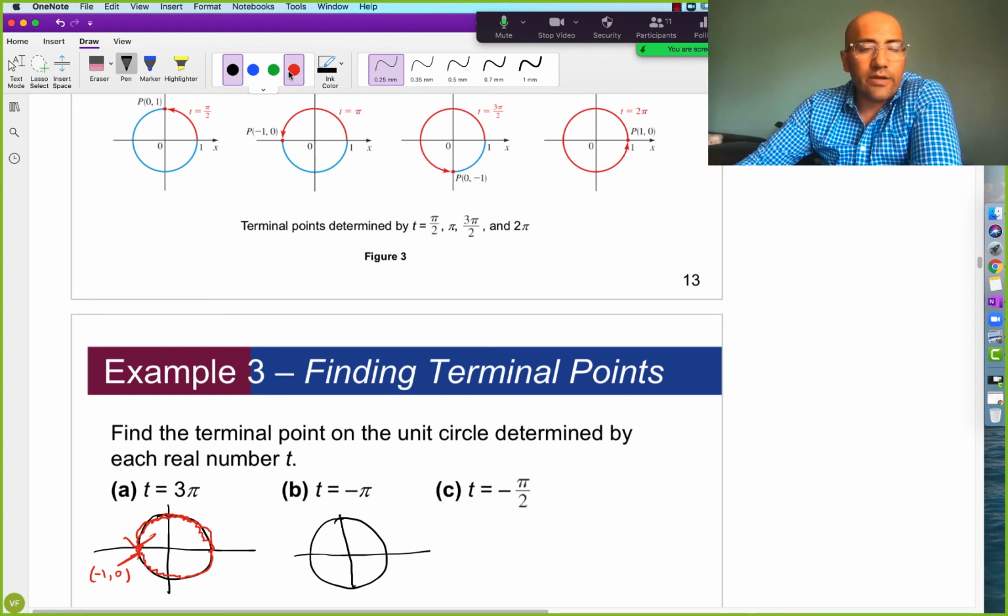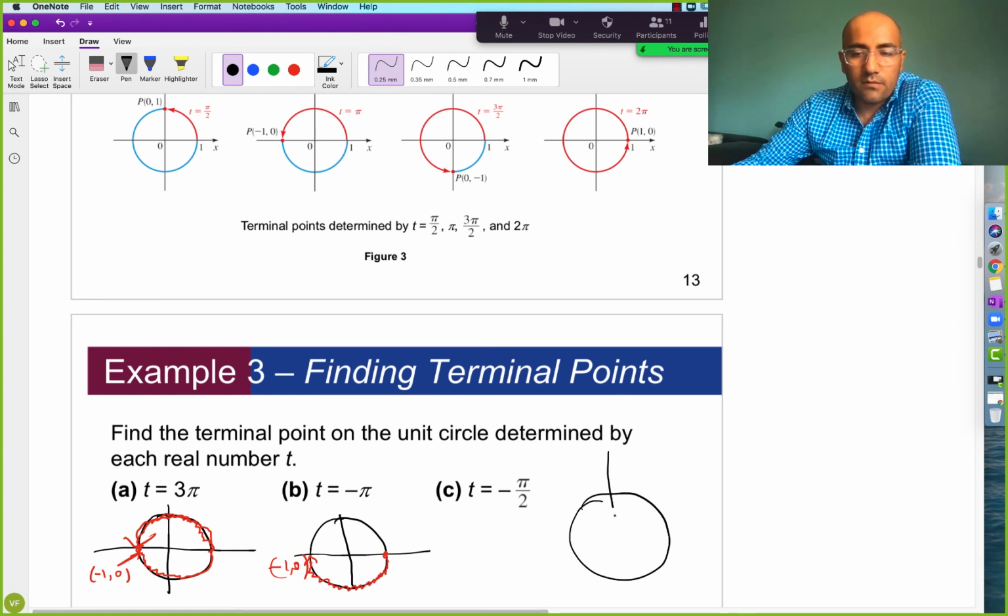For this one, we're traveling in the negative direction, so we travel clockwise, always starting at the point (1, 0). So now if we travel minus pi, we go in this direction, and we end up in the same spot, (-1, 0). Good. So both of these t values give us the same terminal point. And then -pi/2 is going to go, again, clockwise. Starting there, we go clockwise this way, because it's -pi/2, and we end up at this point, which will be the point (0, -1).